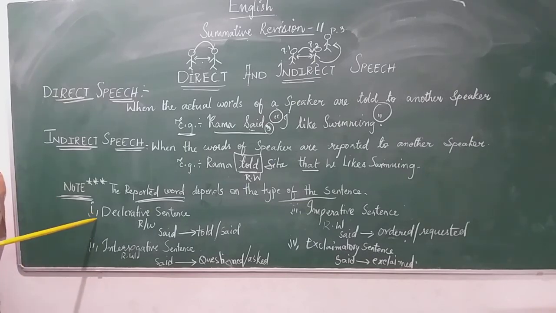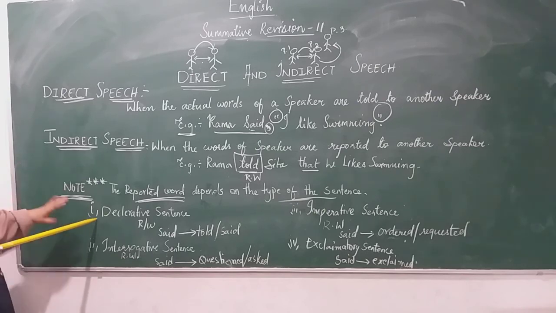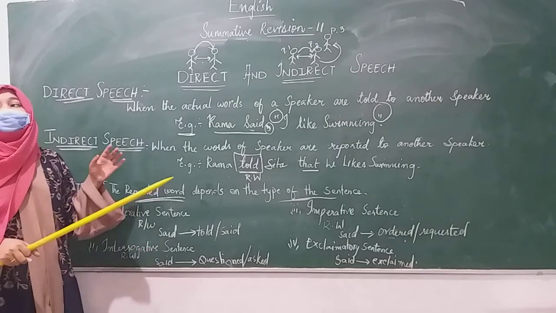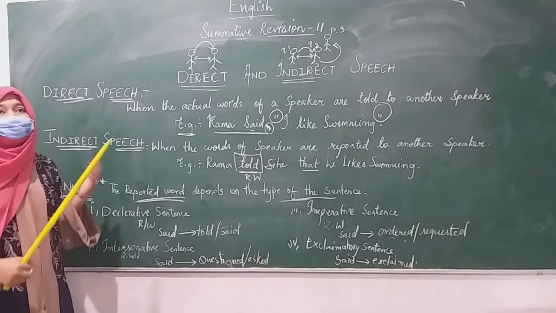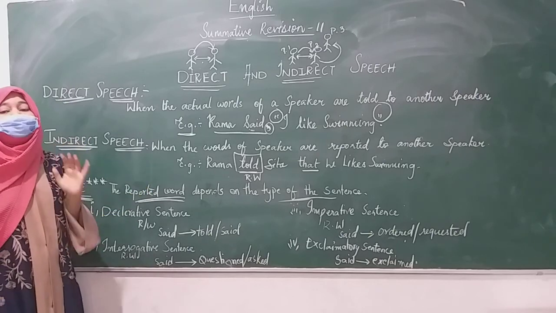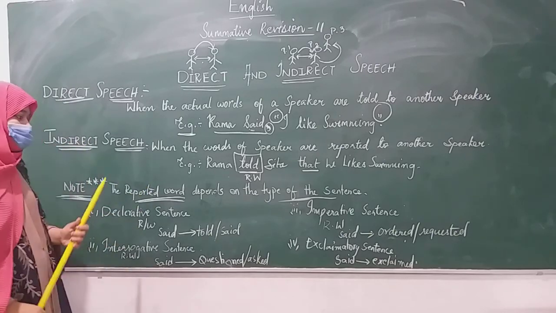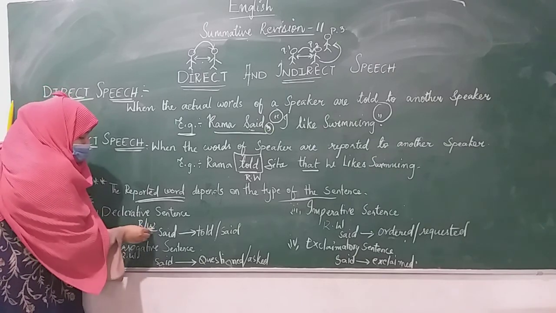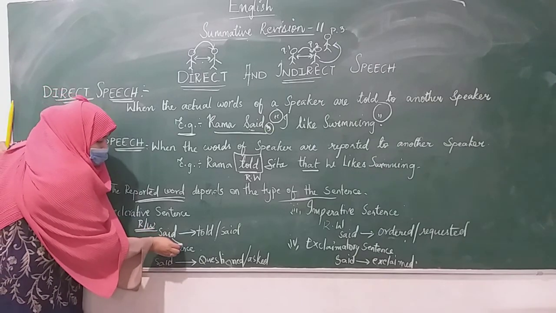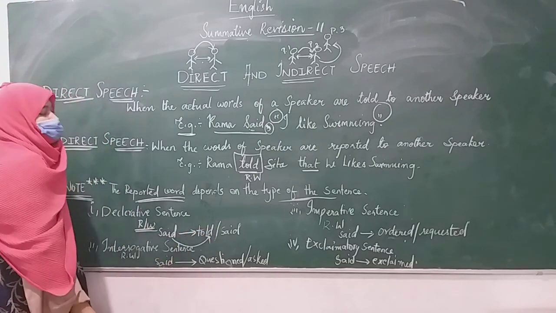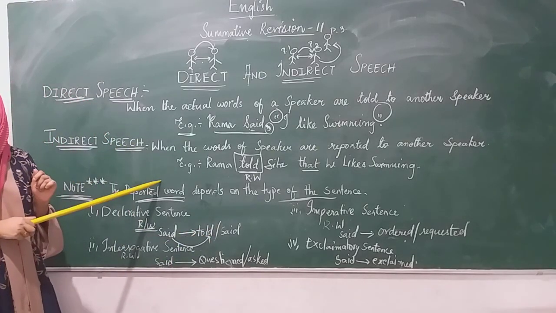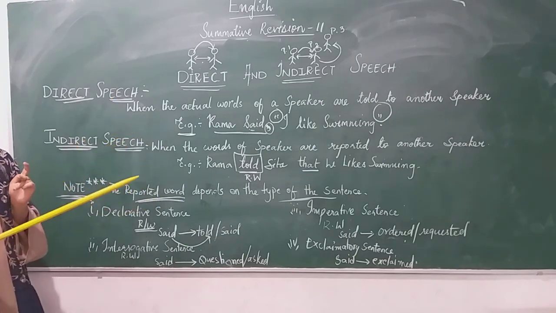The first one is the declarative sentence. In a short summary, a declarative sentence describes or states some facts that are true and cannot be changed. Here, the reporting word changes from said to told. The first sentence that I gave you as an example can be the example for your declarative sentence as well.